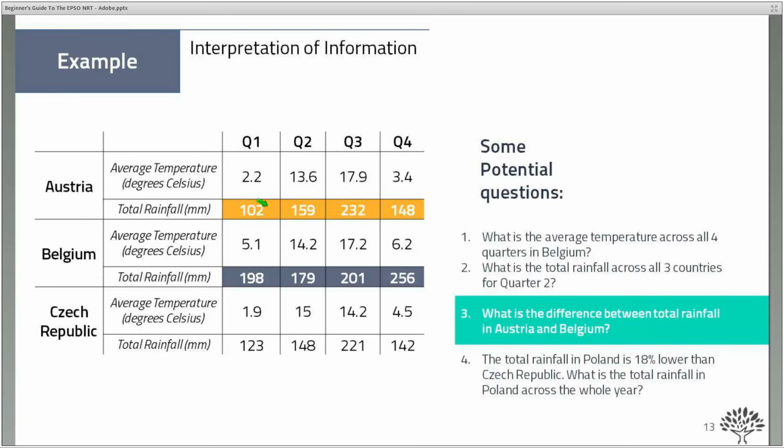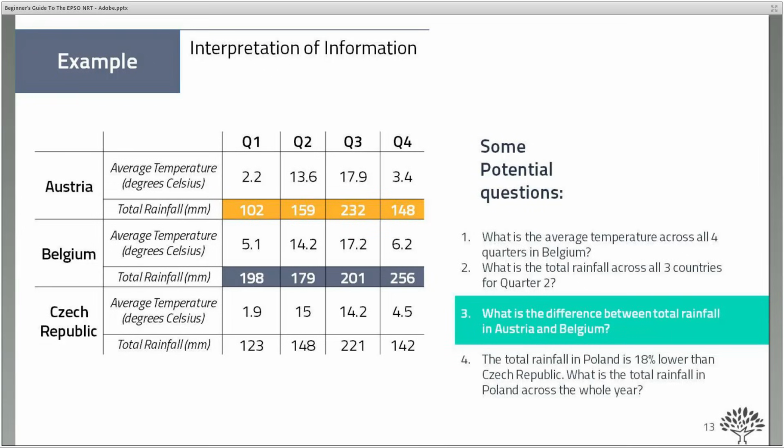And we're kind of treating those as separate things as well. So you're going to need to work this out, and then you're going to need to work this out. The final question is what I talked about when I mentioned that sometimes additional information will be included in the question itself. So the total rainfall in Poland is 18% lower than Czech Republic. What is the total rainfall in Poland across the whole year?